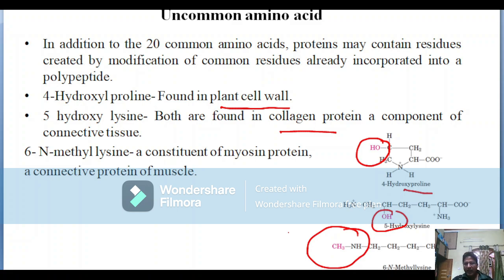This methyl lysine, we have to remember. Questions come like: this 6-methyl lysine can be found in which type of protein? It is in the myosin protein. The 4-hydroxyproline and the 5-hydroxylysine are both found in the collagen protein, whereas 4-hydroxyproline is also found in the plant cell wall. So some proteins contain these types of amino acids.